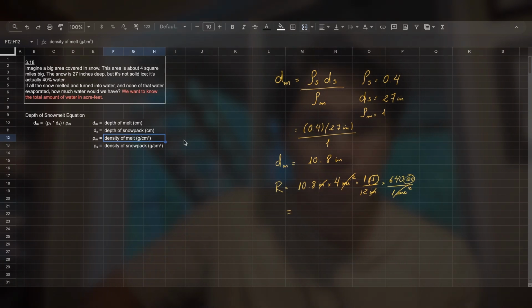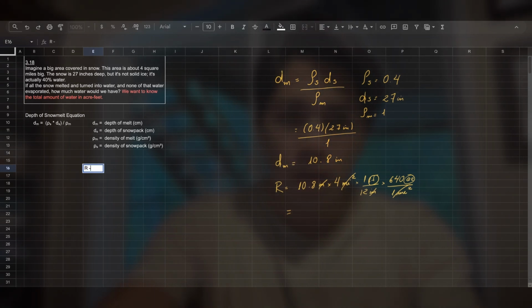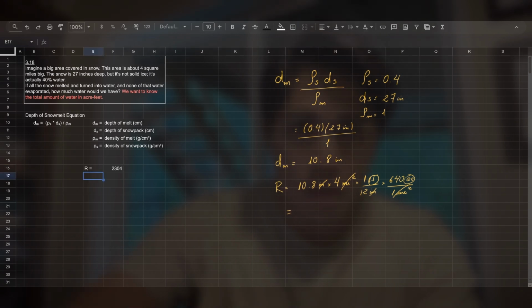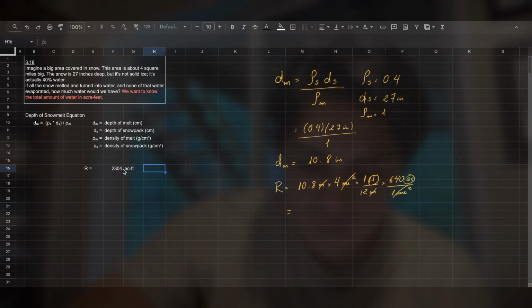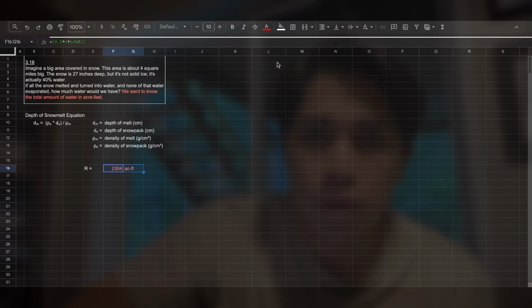And this is going to be equal to 10.8. So runoff equals 10.8 times 4 times 640 divided by 12. And that gives us 2,304 acre feet. And this is the answer for the first problem.